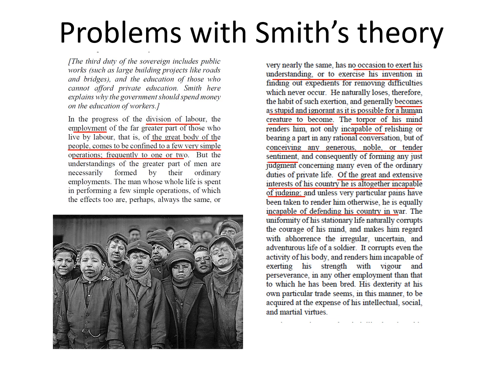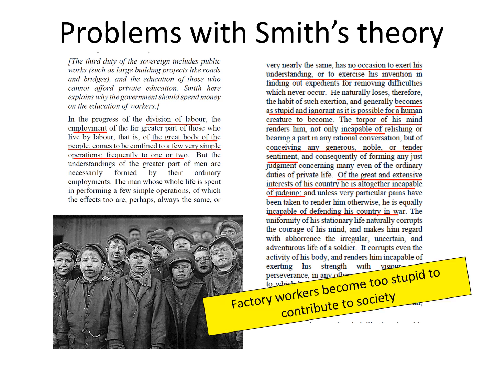Another problem with Smith's theory that Smith himself was aware of is that factory work is different than work of skilled workers in their own homes, and that the work of factory workers is, as he says, confined to a few very simple operations, frequently one or two, which means workers don't exert their understanding or their invention. And as Smith argues, they become as stupid and ignorant as it is possible for a human creature to become. This means they're incapable of noble sentiments, they're incapable of understanding the interests of the country, and they're also incapable of defending the country in the war through the military. So factory workers become too stupid to contribute to society, which is another problem of basing all of the economics.